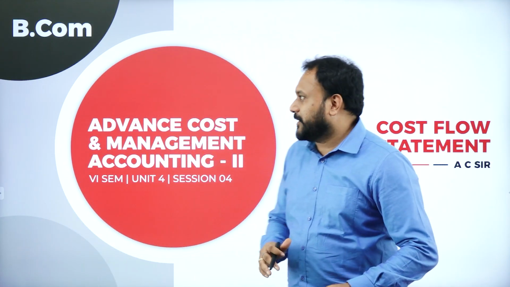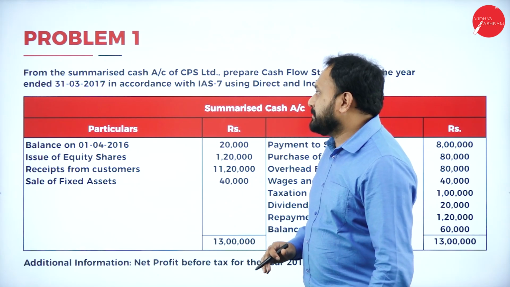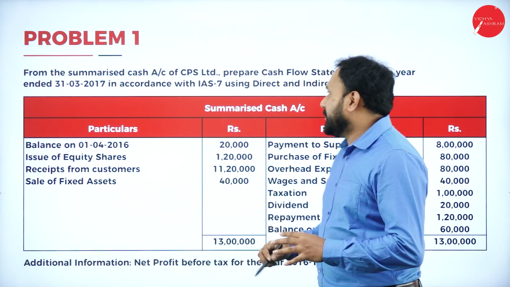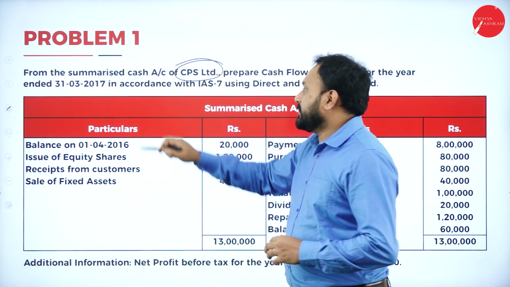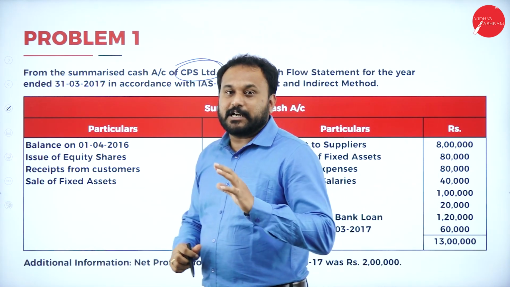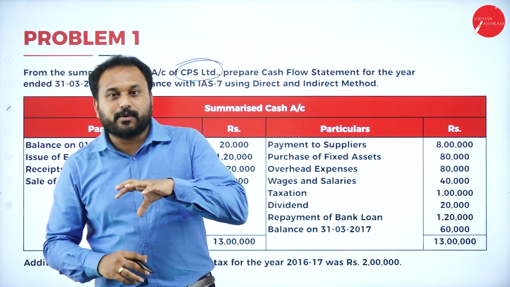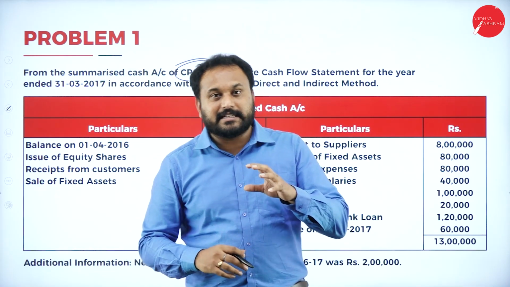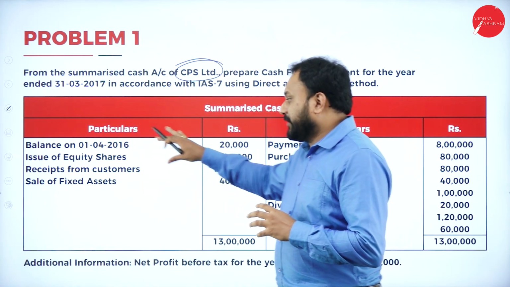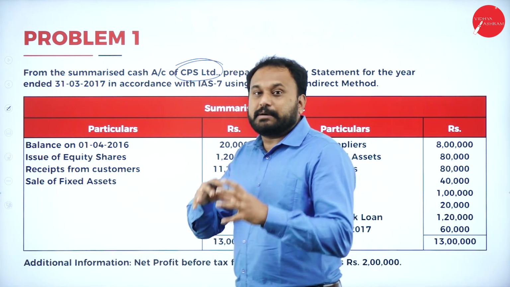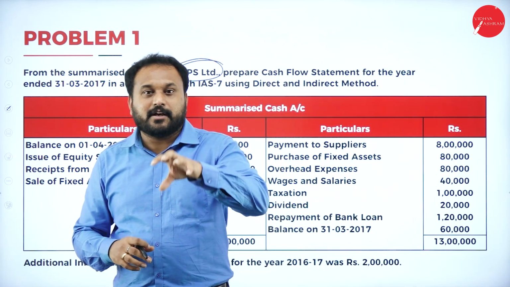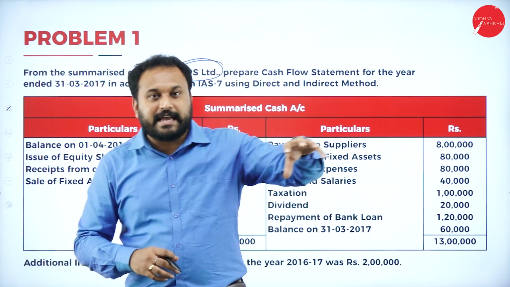The first problem, here it goes. Now from the summarized cash account of CPS Limited. Now there is a company called CPS Limited. Now they have given us a summarized cash account. Whenever we go with a cash account which is summarized, let's understand they would have given everything here itself. From there we need to actually calculate operating, then investing and financing.